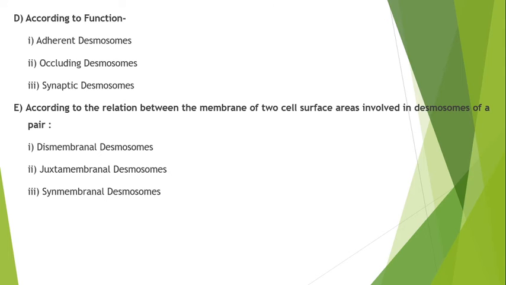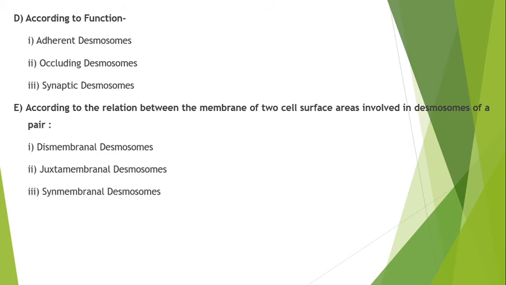Juxtamembranal desmosomes are those where the cell membranes are very closely and intimately opposed in a parallel array but not fused with each other. Not fused, but closely or intimately opposed, is known as the juxtamembranal desmosome. And in syn-membranal desmosomes, the cell membranes are completely fused, and it includes septate, syncytial and laminar desmosomes. Now juxtalaminar desmosomes are included in the thin membranal desmosome.